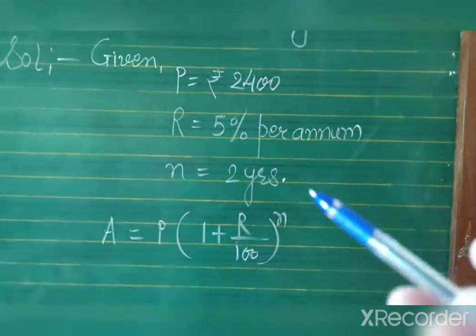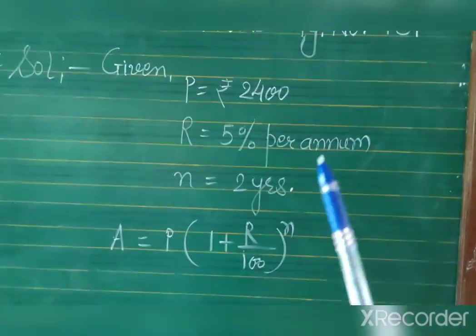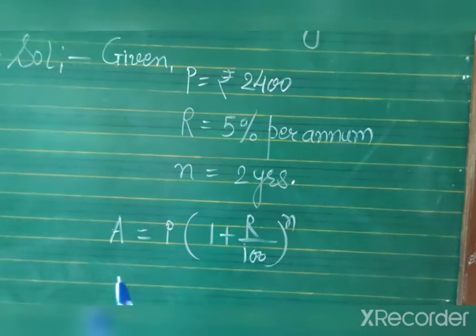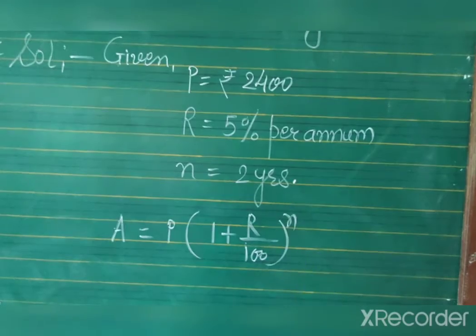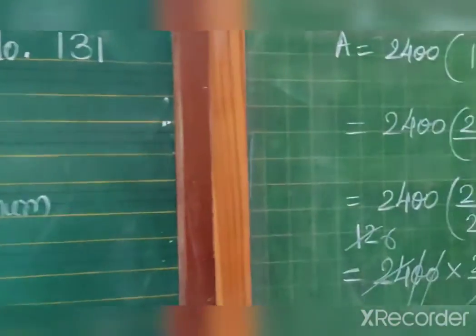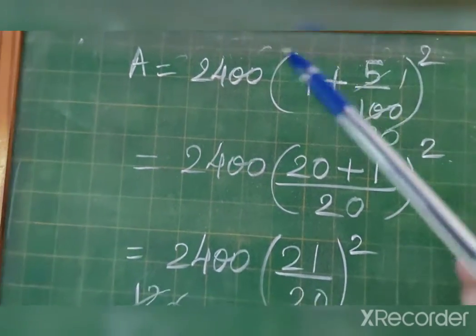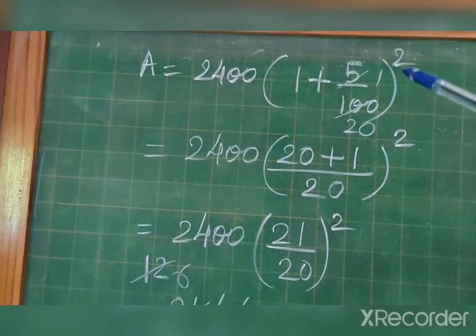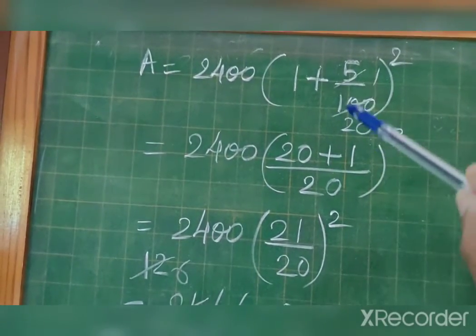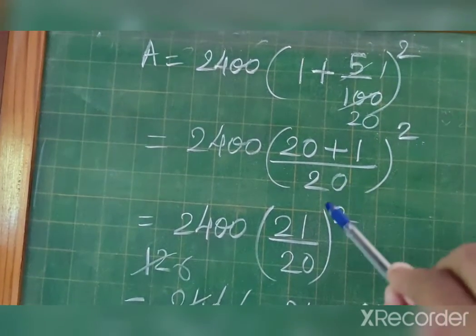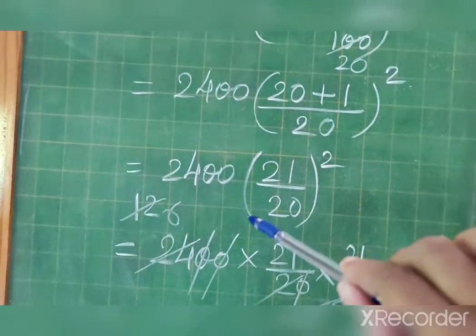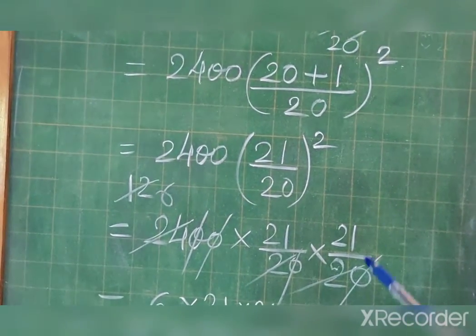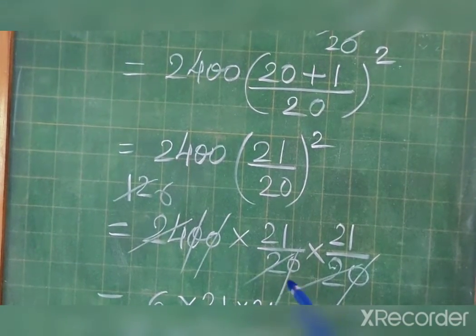Try this. Principal is given 2,400. Rate of interest is given 5% per annum, and number of periods is 2 years, because it is annually. So the formula we will use is A equal to P into 1 plus R upon 100 to the power n. So in the formula you put the value: 2,400, 1 plus 5 upon 100; 5 ones are 5, 5 twos are 10, and whole square, because time is 2 years. Now 2,400, 20 ones are 20, 20 plus 1 is 21, upon 20 whole square. So 2,400, 21 upon 20, 21 upon 20. This 0 cancels by that 0, and this 0 cancels by that 0.